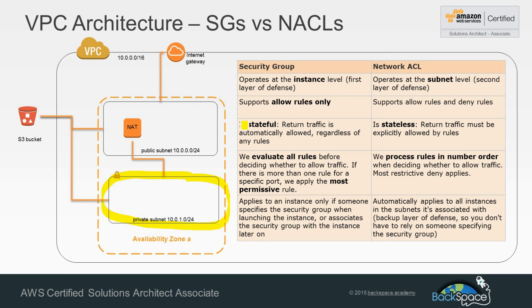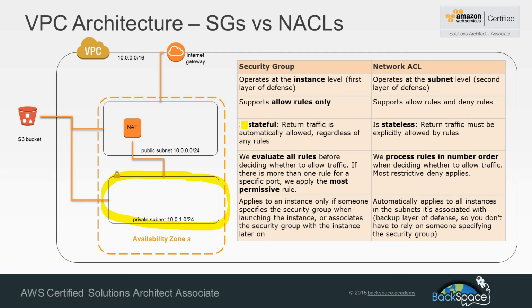In contrast, we have a network ACL that is stateless, okay? So return traffic must be explicitly allowed by the rules. It doesn't just automatically allow return traffic. So you need to have both inbound and outbound rules to allow that return traffic.